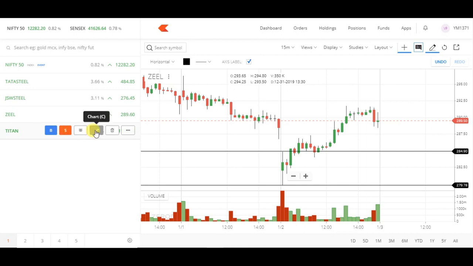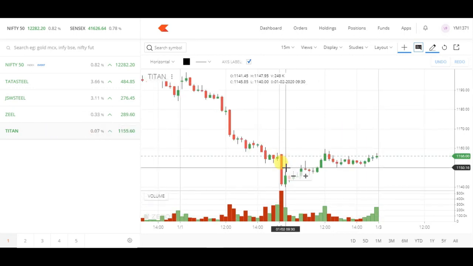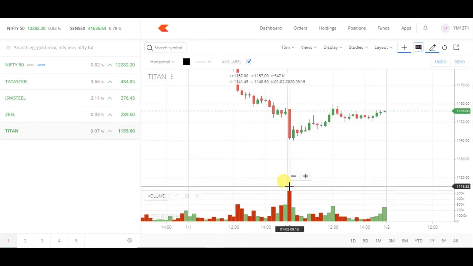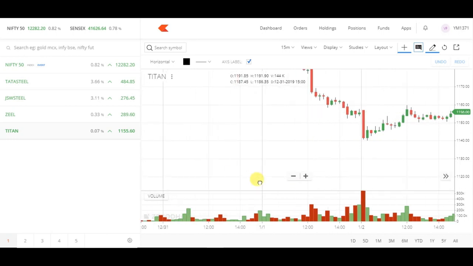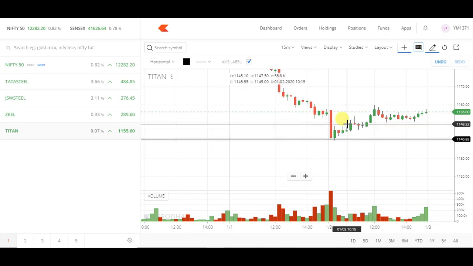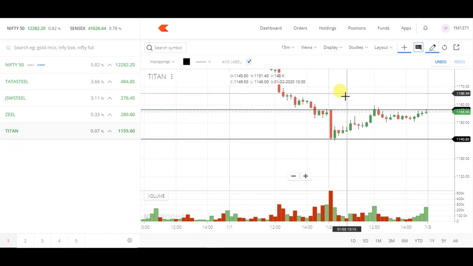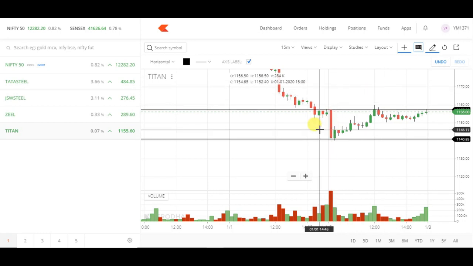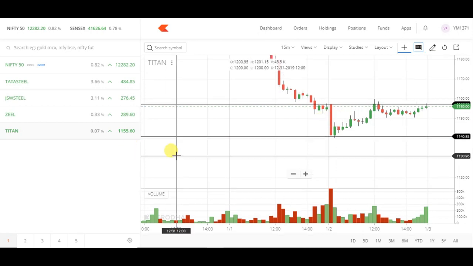Now if we see the next chart, that is Titan. The volume of the first 15-minute candle is greater than the previous 100 candles. So we'll mark the high and low of this candle, and if it breaks the high of this candle, then we'll take the buy trade. But we can clearly see the next candle broke the low of this candle, so we'll not take a trade for this stock. So that's how you can work with this 15-minute candlestick breakout strategy.